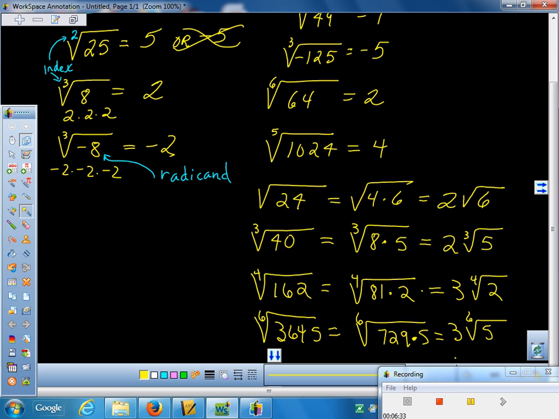All right, that's numbers. Variables. How do you do this with variables? It's actually easier, in my opinion, to do it with variables.